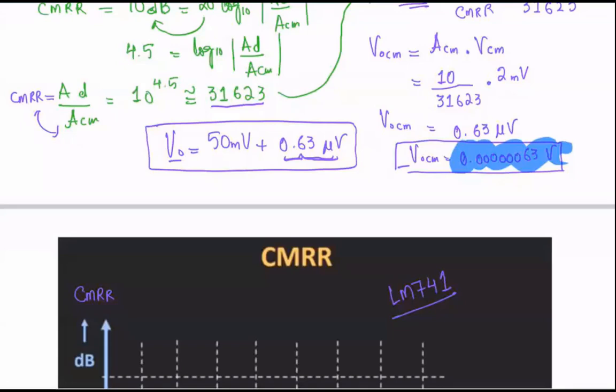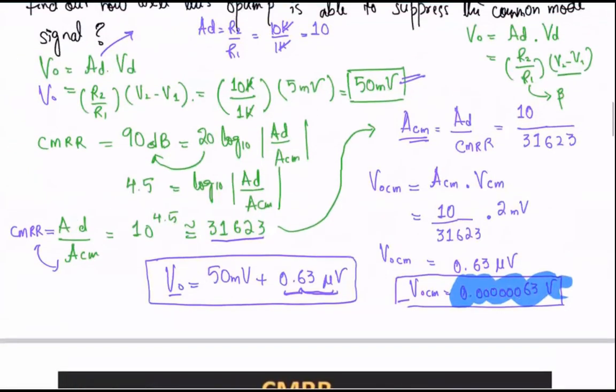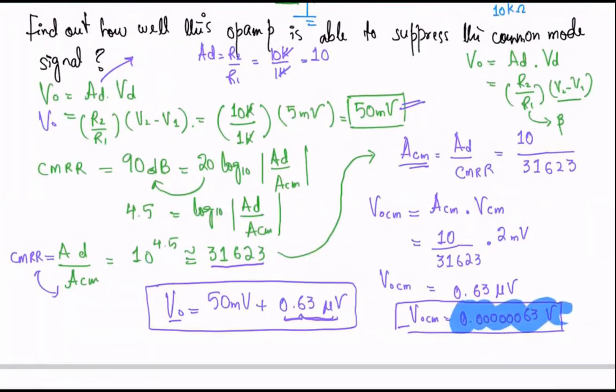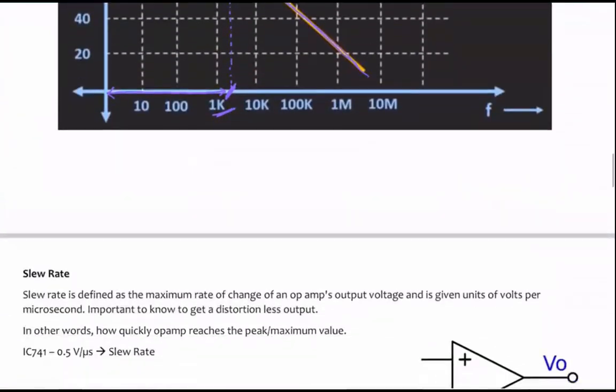So you should know these things. This is a very good interview question. You may be asked: what is common mode rejection ratio, or how is it linked or correlated with frequency? That could be an interview question for you.